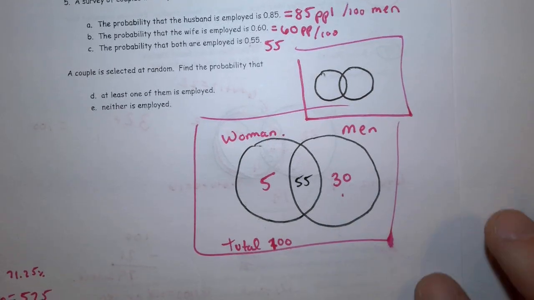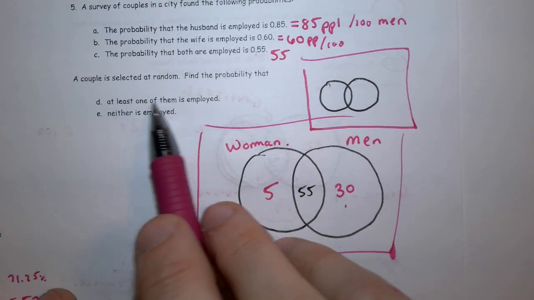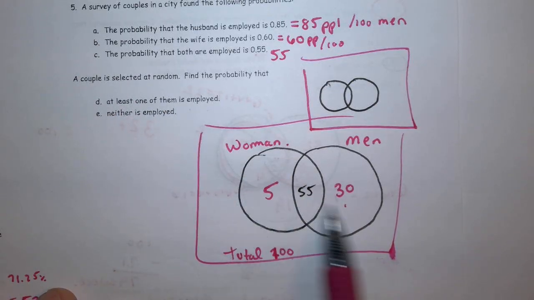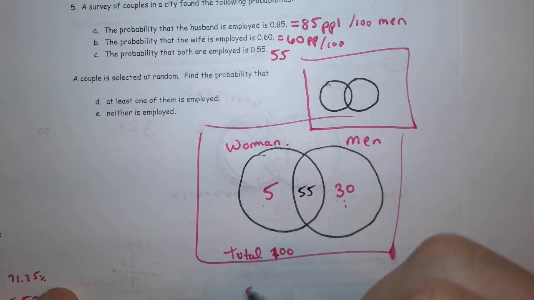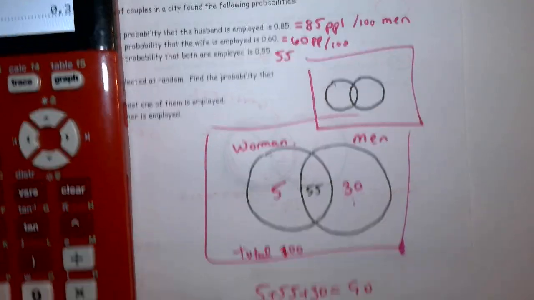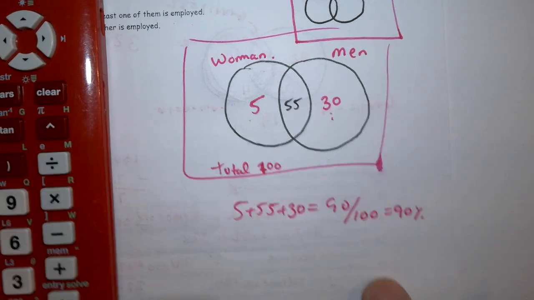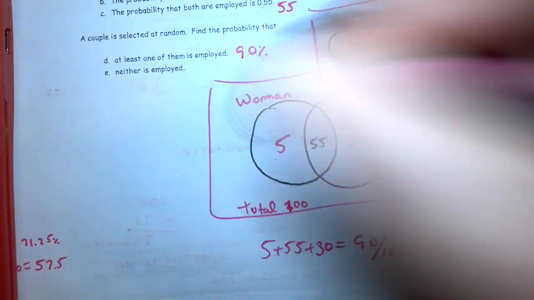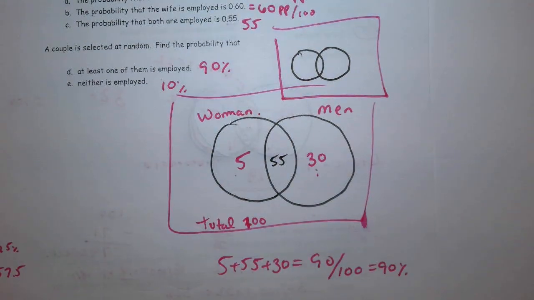All right, let's do the problem. I'm getting sidetracked, I'm sorry. At least one of them is employed. Well, how many total numbers are you looking at here? We got 5 plus 55 plus 30. It's 90. So 90 out of the total 100 is 90%. So 90% at least one of them is employed, which means that 10% neither of them are employed.